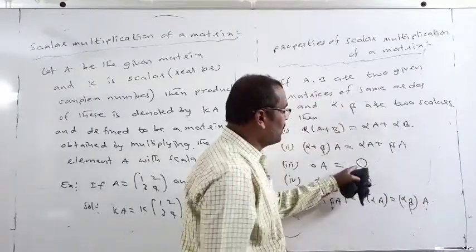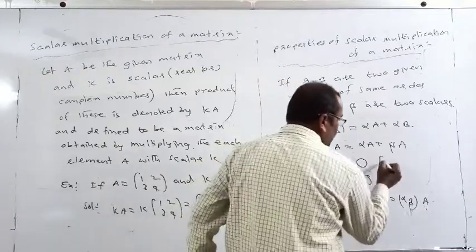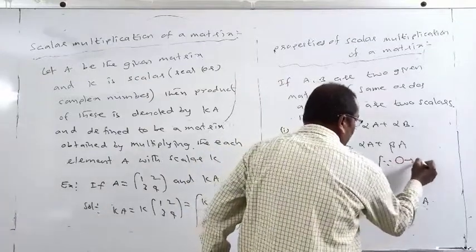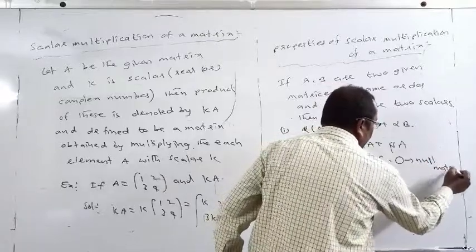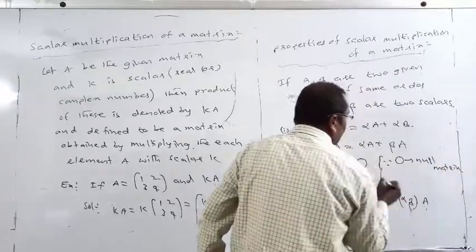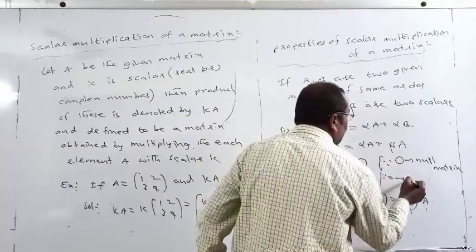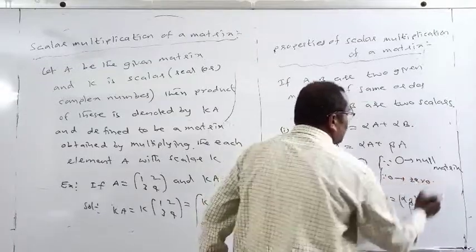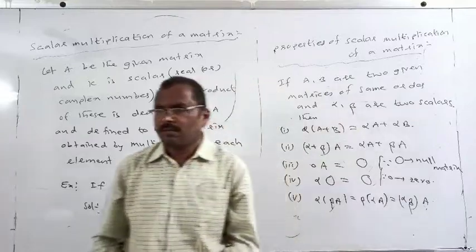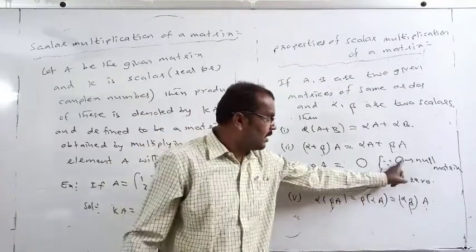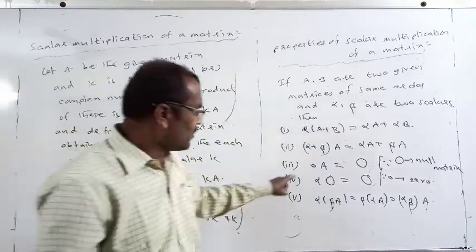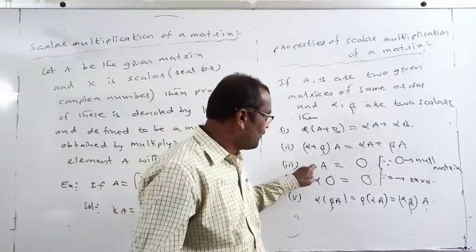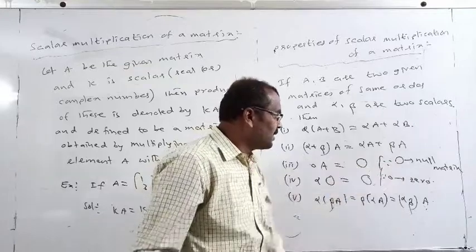So don't confuse here. Capital O is a null matrix. Whatever small o is, it is a 0. Number 0. This is number 0 and this is the null matrix. Don't confuse here. Now see this one. Here this one is 0. So this one is a null matrix.